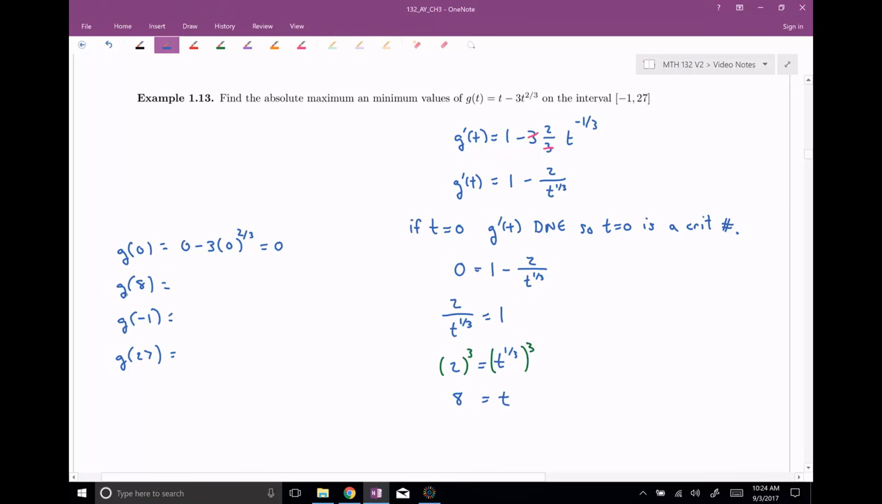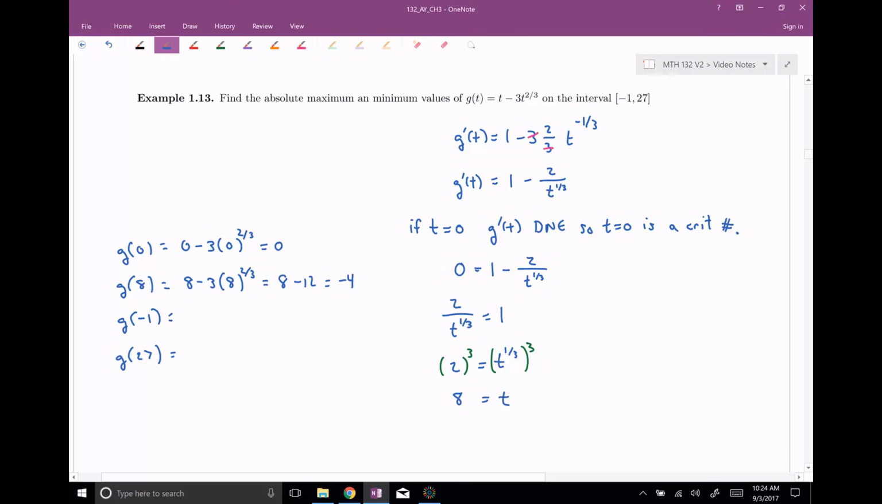Okay, how about g of 8? I'm going to have 8 minus 3 times 8 to the 2/3 power. I have to square it and take the cube root, but again the order's up to you. I'd like to take the cube root first. The cube root of 8 is 2, because 2 times 2 times 2 is 8. Now I have to square that, so 2 squared gives me 4. So I have 8 minus 3 times 4, which is 12, and that gives me negative 4.